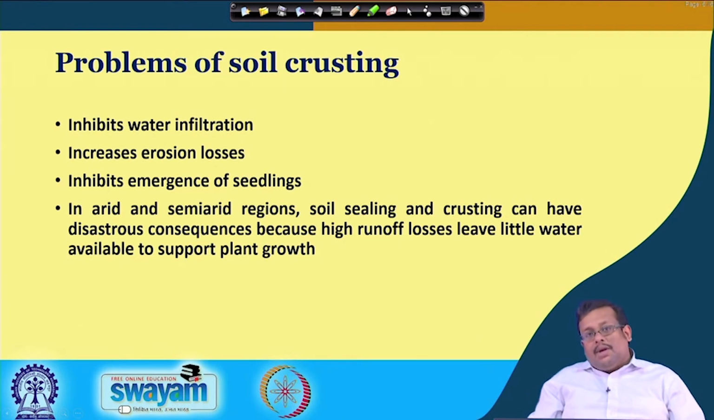So, what are the problems of soil crusting? Why should we bother if there is soil crusting? Obviously, because if there is soil crusting, it will inhibit soil water infiltration, it will increase the erosion losses, and it will inhibit the emergence of the seedlings, because due to the soil crust and the hard surface, the seedling cannot germinate. And especially in arid and semi-arid regions, soil sealing and crusting can have disastrous consequences, because high runoff losses leave little water available to support plant growth. So these are some problems which occur due to soil crusting.